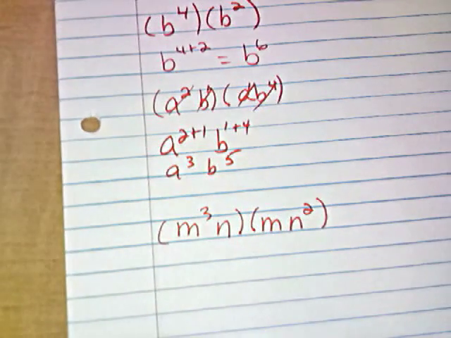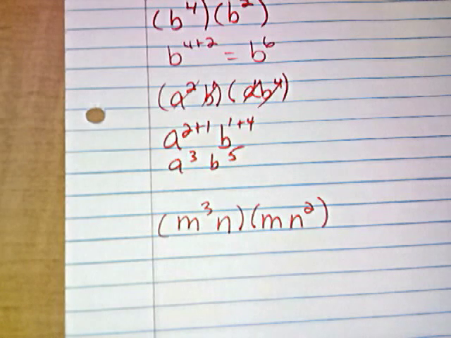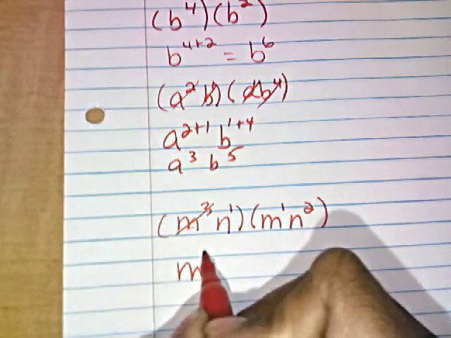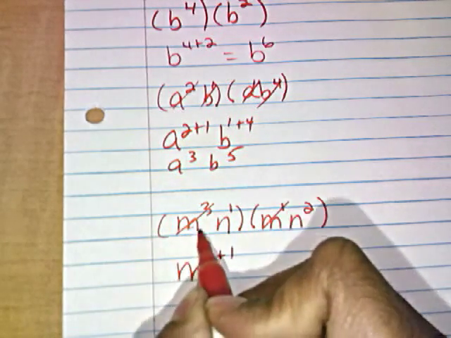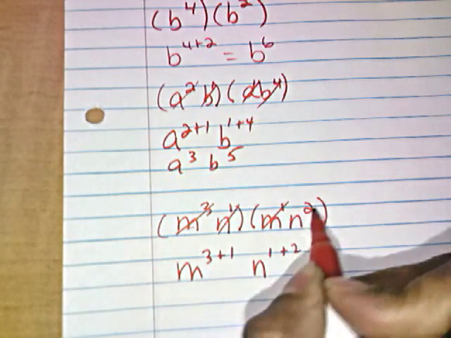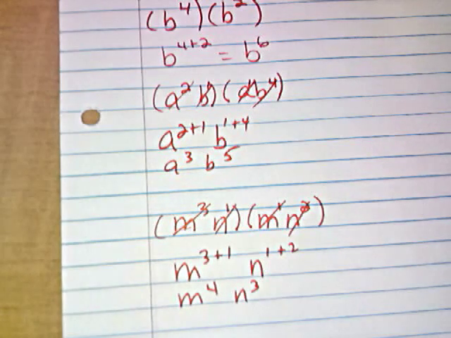Okay? First thing that I'm going to do, go ahead and write that down and pause it, and you try and solve it on your own. Okay? So, I'm going to first put my 1's there because that is understood to be there. And I'm going to go through. Here's an m to the 3rd. Got any more m's? Oh, there's 1. Come back through. N to the 1st plus 2. That leaves me m to the 4th, n to the 3rd.